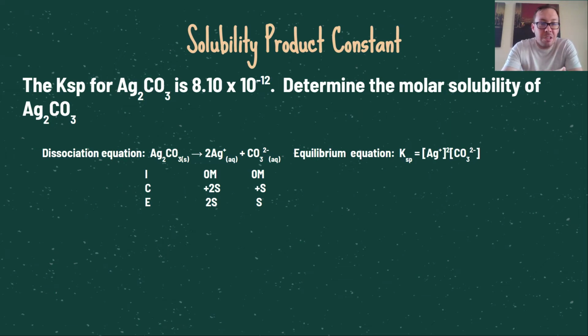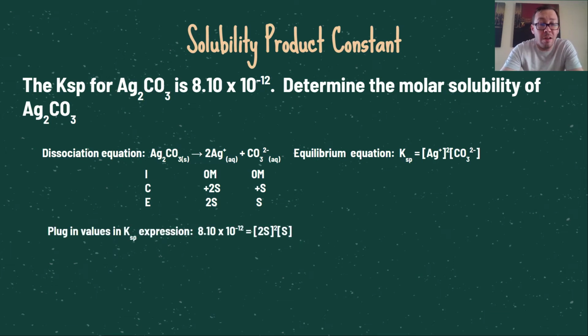Remember that as it dissociates, we're going to gain 2S of silver ions. Just like what we've done previously, we'd put 2X there, but we use S because it's molar solubility. So 2S for Ag and S for CO3. Again, that's because Ag2CO3 dissociates into 2 times the silver ions, and we get 1 carbonate ion from that. Then all we're going to do is take those values, 2S and S, plug those into our equilibrium expression, set that equal to KSP, and then algebraically solve for S.